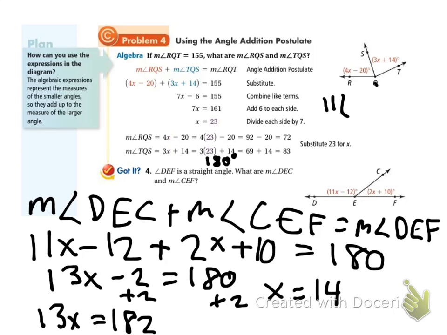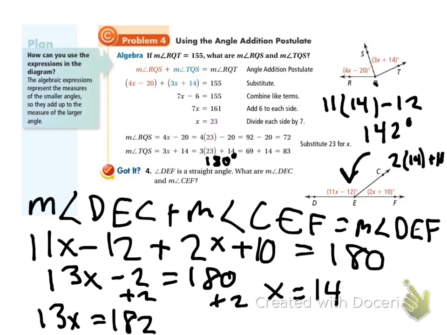So 11 times 14 minus 12 is 142 degrees. That's this guy right here. And 2 times 14 plus 10 gives me 38 degrees right here. So angle DEC is 142 degrees and angle CEF is 38 degrees.